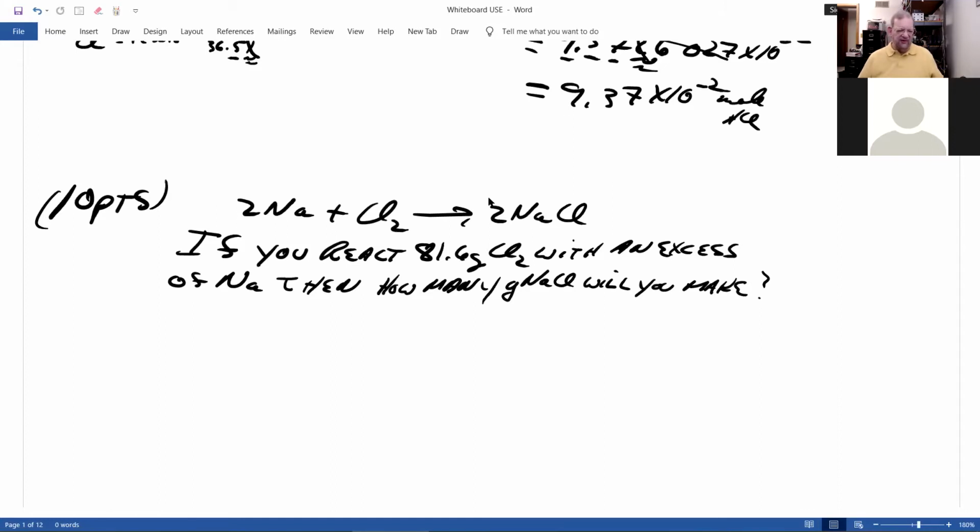And let me decode this. First of all, you're given a balanced chemical equation, 10 points, so I want to get that one right. And it says if you react 81.6 grams of chlorine gas, Cl2, with an excess of sodium, then how many grams of sodium chloride, table salt, remember, please pass the NaCl, will you make? I'm going to let you try the first thing first. What are you being asked to find? What are you given? Your turn to do that only.